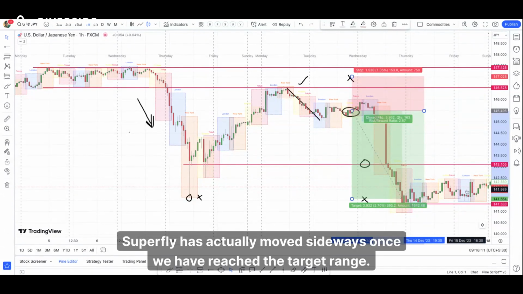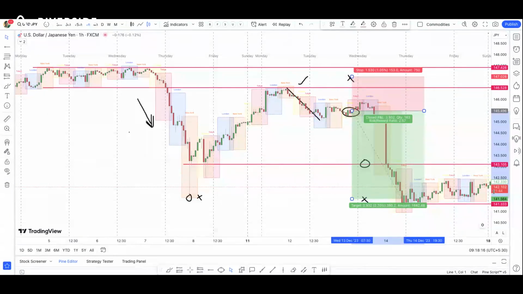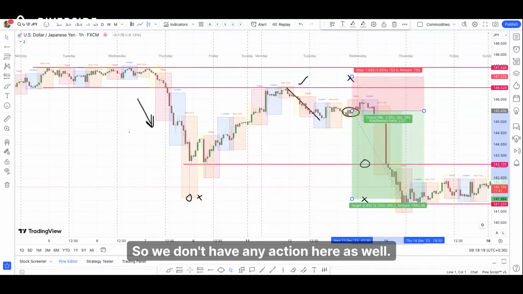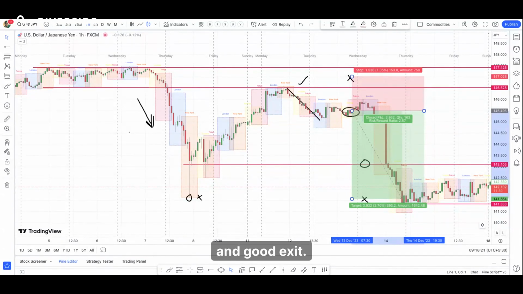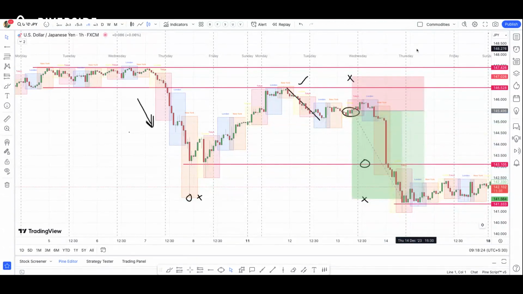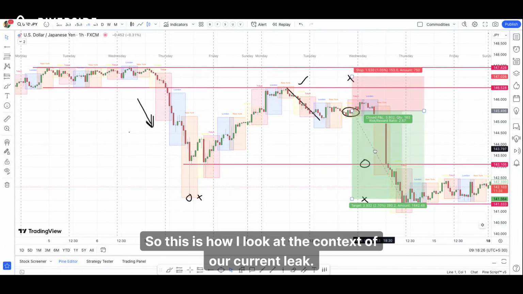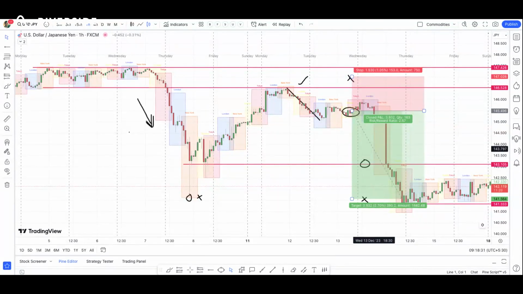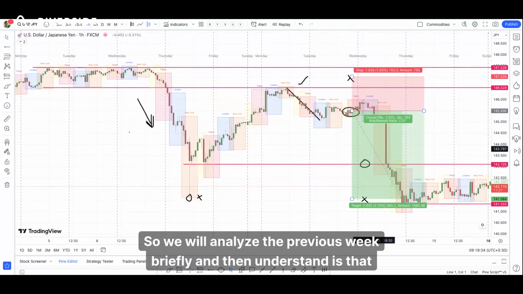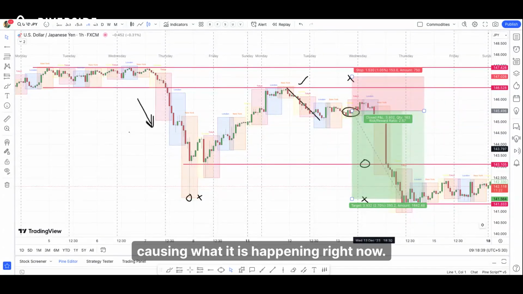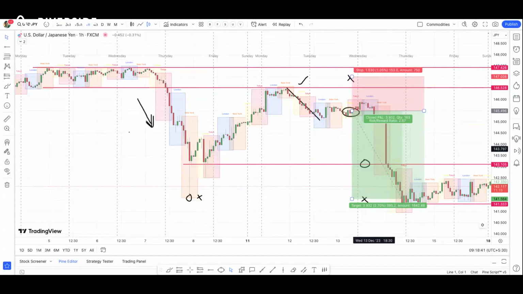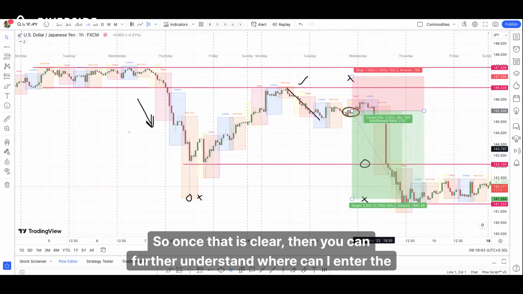So the price actually moved sideways once we had reached the target levels. So we don't have any action here as well. So it's a good timing and good exit. Okay. So this is how I look at the context of our current week. So we analyze the previous week briefly and then understand whether that is causing what is happening right now. Okay. So once that is clear, then you can further understand where you can enter the trade.